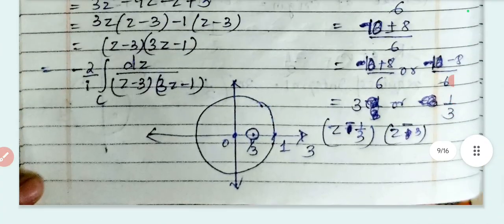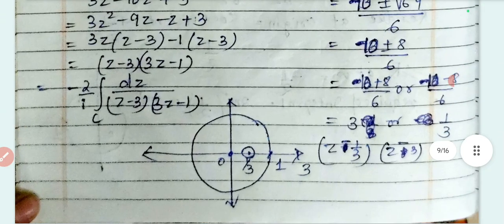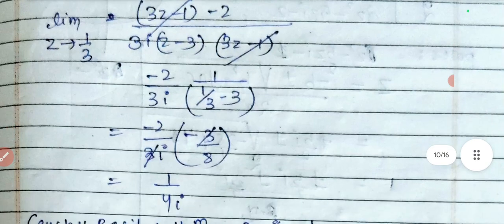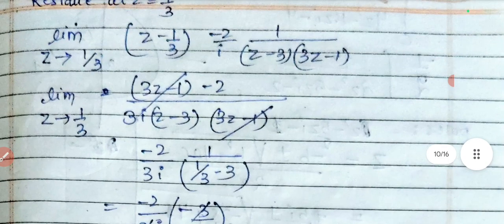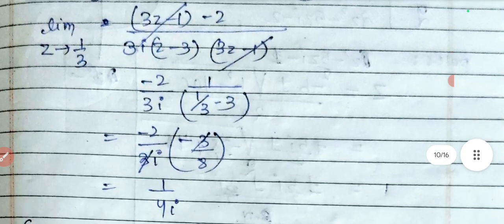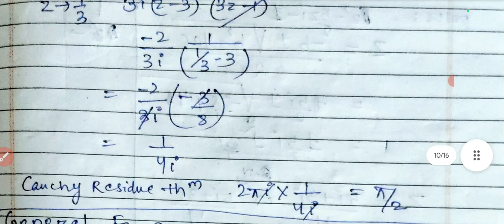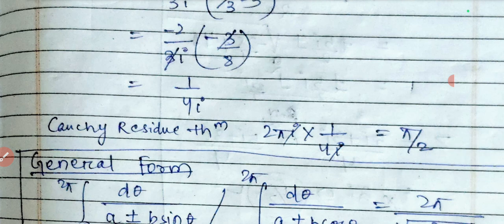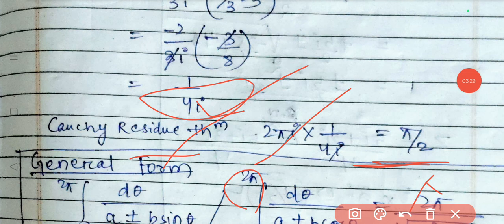f(z) is minus 2 by i, 1 by (z minus 3)(3z minus 1). Then simplify the equation and put z equal to 1 by 3 in place of z. We have the answer. To find the answer of this integral, we have to multiply 2 pi i into the residue. The final answer will be pi by 2.